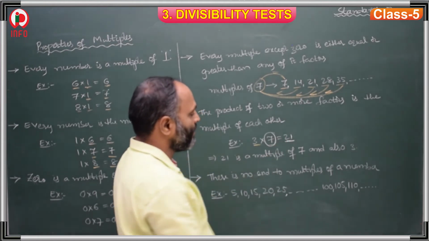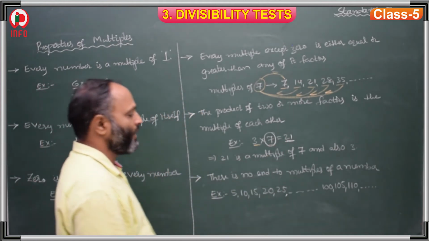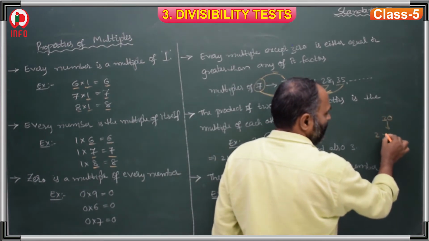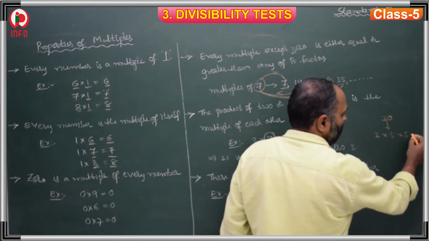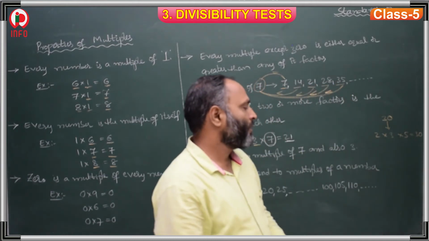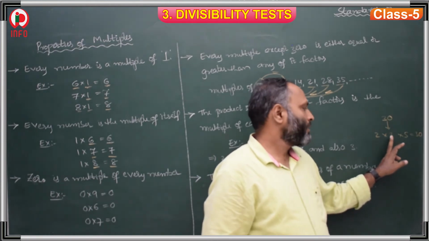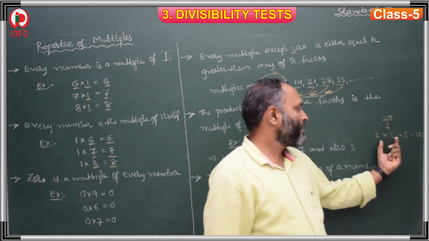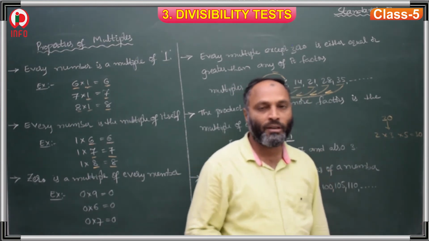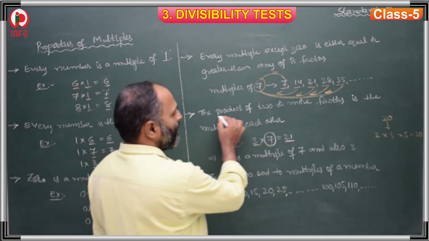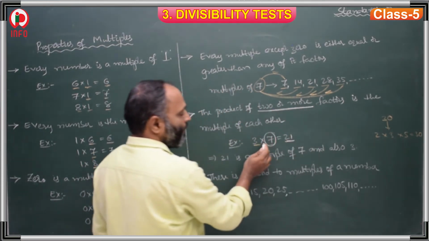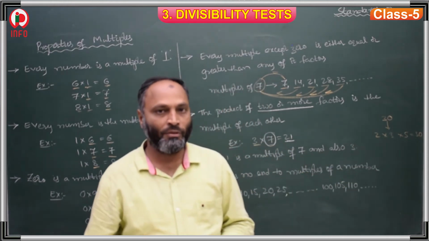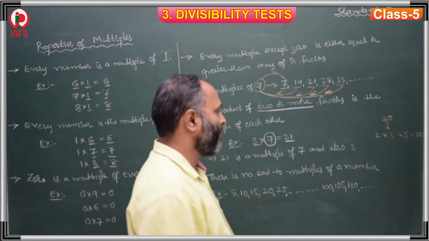Now if we take 30, how can we take this 30? 2 into 3 into 5 is equal to 30. 2 3s are 6, 6 5s are 30. 30 means 2 into 3 into 5. This is the product of 3 numbers. What is he asking here? The product of 2 or more. Here 2 numbers are there, here 3 numbers are there, more numbers. If you take the product of 2 or more numbers, then what happens?